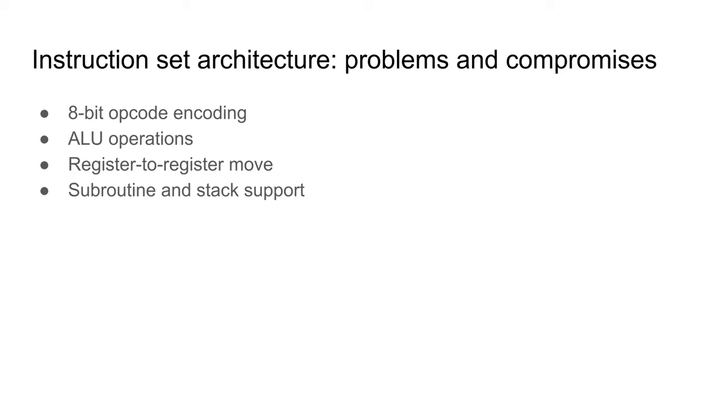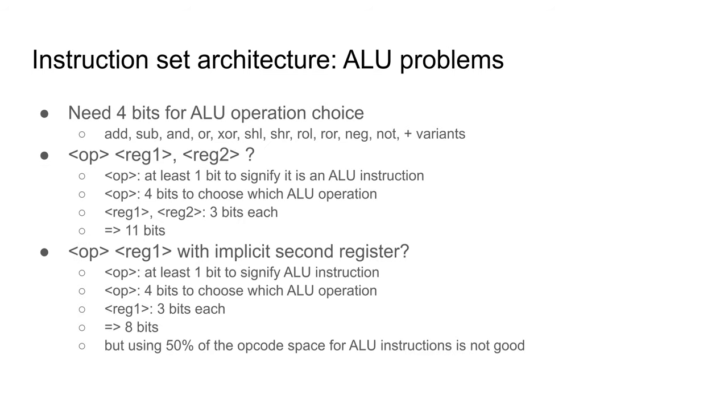Before giving an overview of the instruction set itself, which will be the next episode, I wanted to mention some problems and necessary compromises. Fitting a useful set of instructions into 8 bits when you have 8 registers is somewhat tricky. I'll discuss 3 topics: ALU operations, register-to-register moves, and subroutine and stack support.